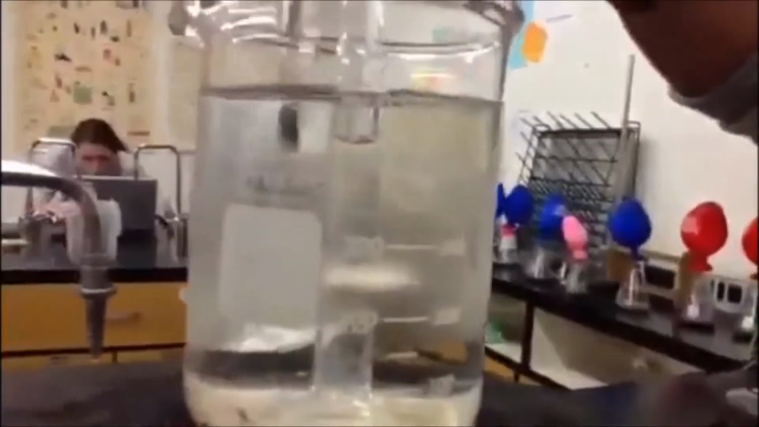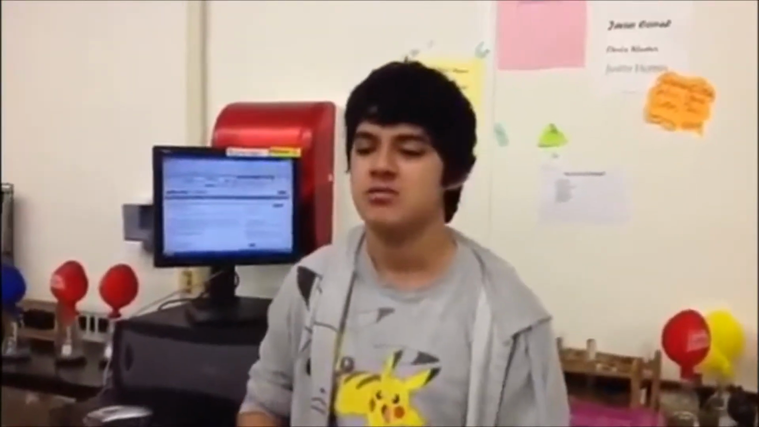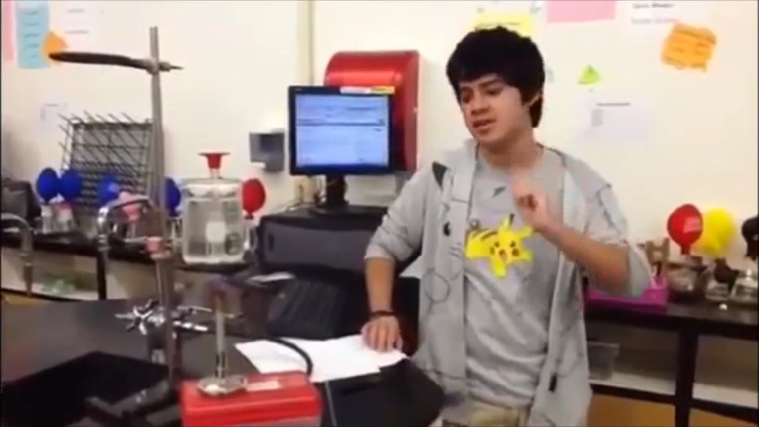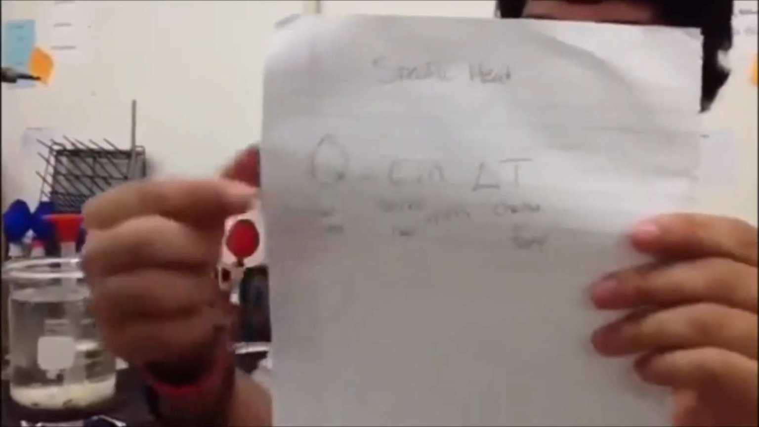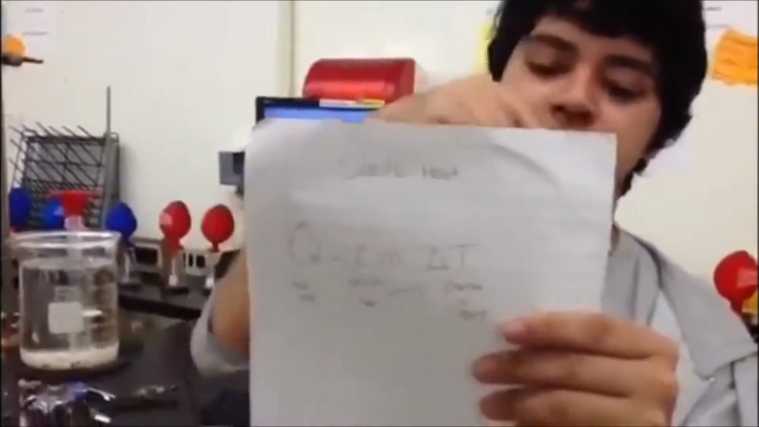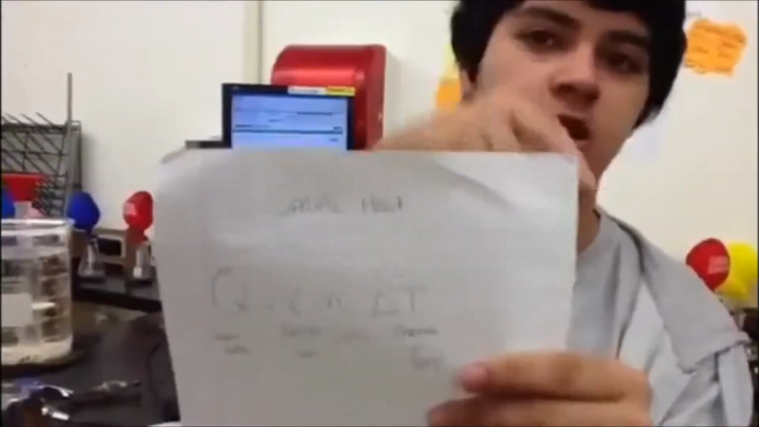It takes about 10 minutes, so I don't think we're going to stop. Heat of fusion is basically melting. It's getting a solid back to a liquid. Then you have to find specific heat for certain stuff, and to find specific heat, this is the formula. This is the heat added, this is the specific heat, the mass of the object that's being heated, and the change in temperature from beginning to end.